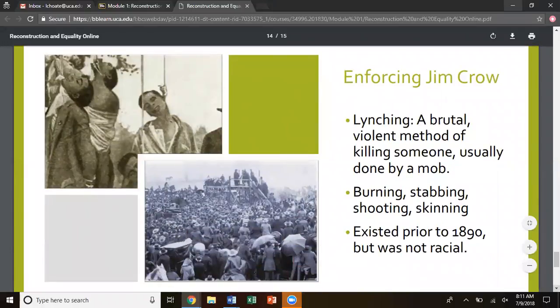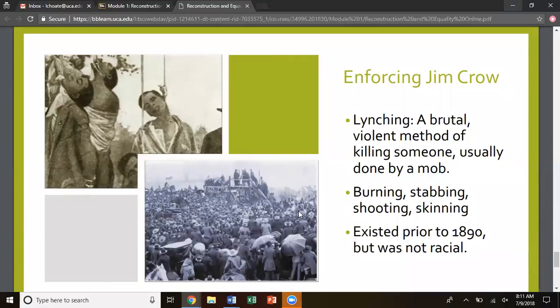Now, one of the questions that you might have immediately is, why would Black citizens go along with this when it was so clearly unfair to them? Well, if they didn't, they risked being lynched. Lynching was a brutal, violent method of killing somebody, usually done by a mob. You can see here in these pictures, this is somebody up on this platform being lynched, and there's a whole crowd gathered around to watch this event. It's an absolutely terrible time in our history, where we have a huge increase in lynchings during the time of Jim Crow in order to enforce this system of oppression.